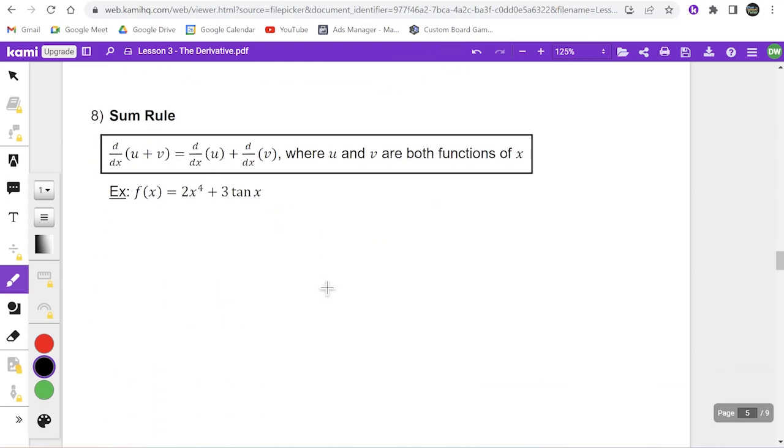And then the last rule we have is the sum rule. The sum rule is basically whenever you add two of the rules we mentioned earlier, you literally just do them separately. Take derivatives separately. That's all you got to do.